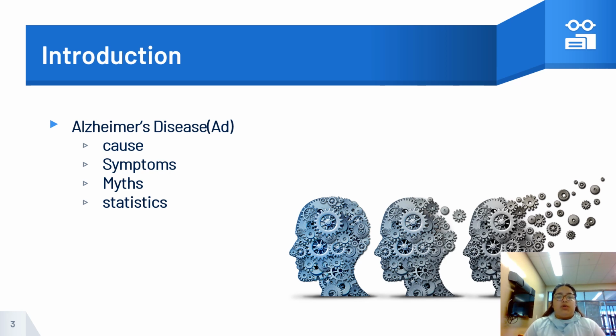AD typically destroys the neurons and their connections in parts of the brain involved in memory, including the entorhinal cortex and the hippocampus. It later affects the areas in the cerebral cortex responsible for language, reasoning, and social behavior.